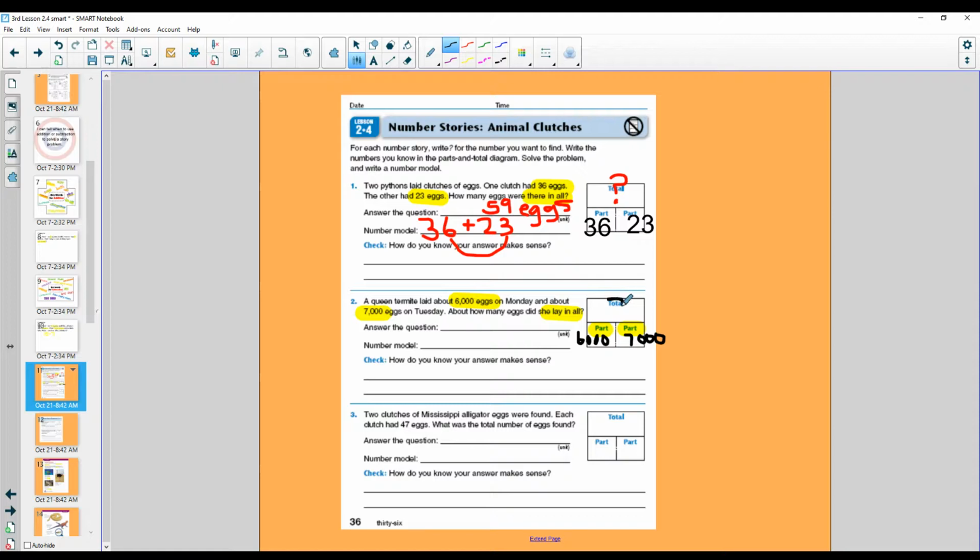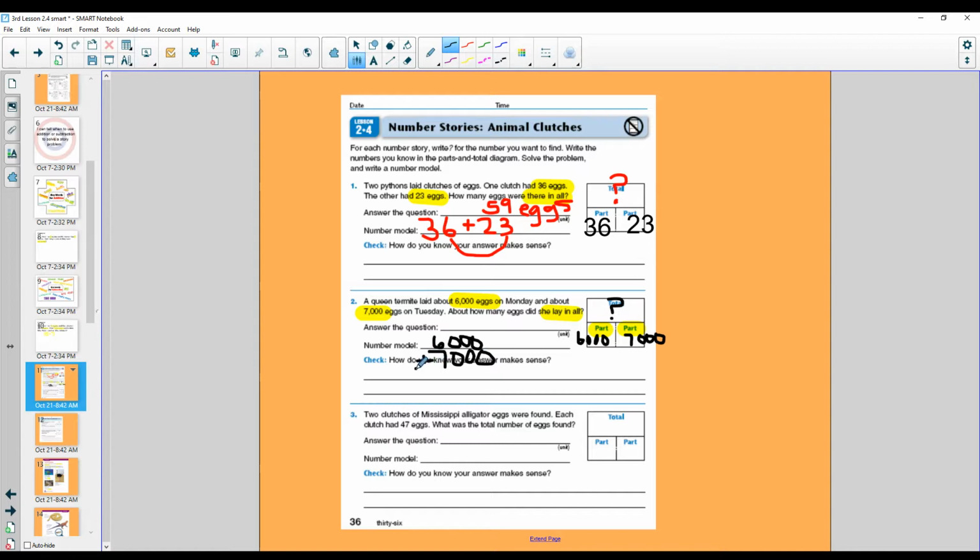We're looking for the total when we put these two parts together. Here's my number model. I'm going to use my mental math here, because if I don't know, I can use paper on the side. I want to do 6,000 plus 7,000. I'm writing them like this because it's easier for me to add them like this.